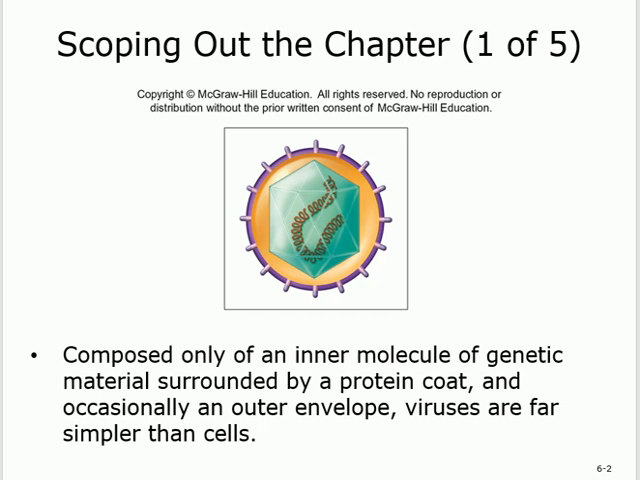It's just a particle that's obligate intracellular, and the two components are genetic material in the middle, surrounded by a protein coat. Some of them will have an envelope and some will not have an envelope. I did not say membrane, right? I'm saying envelope, which is different.